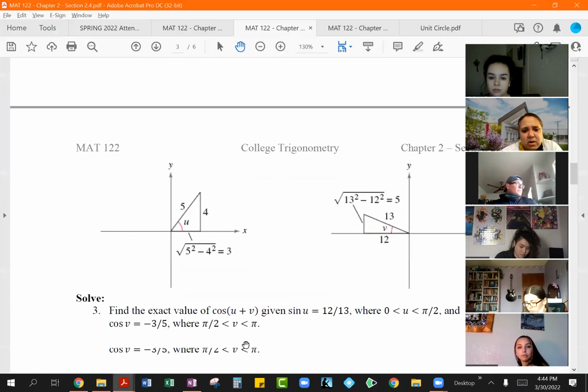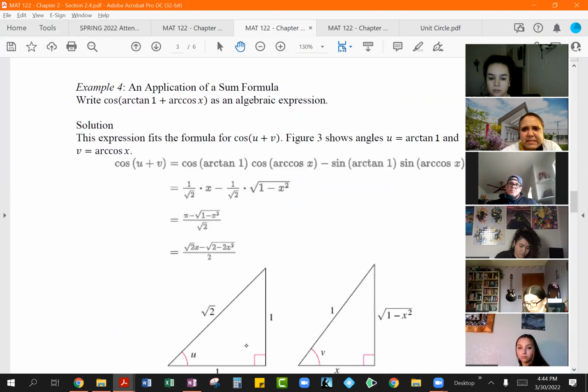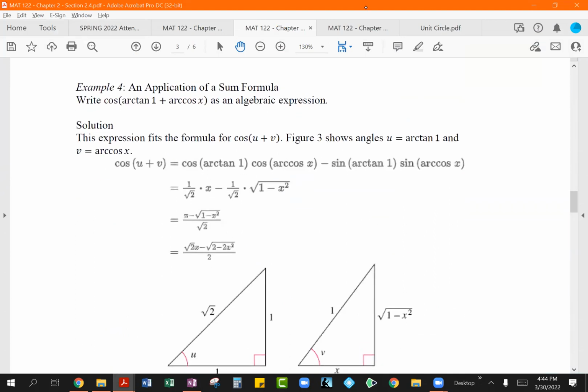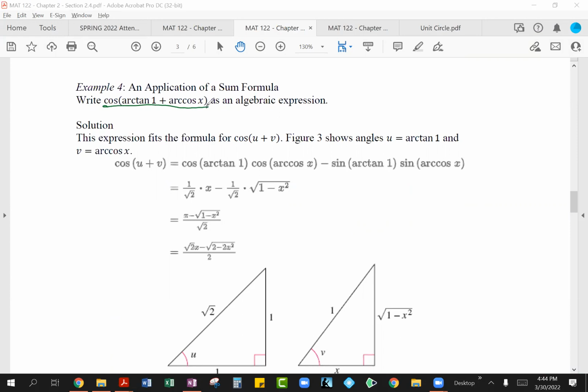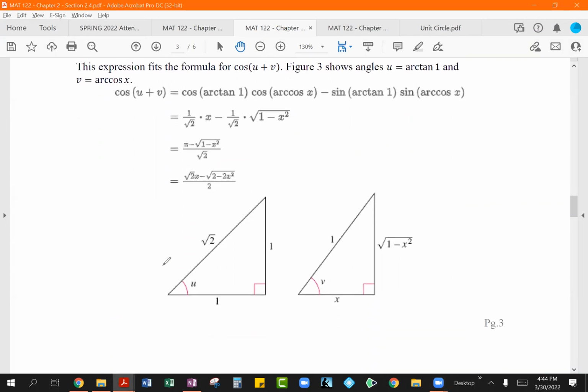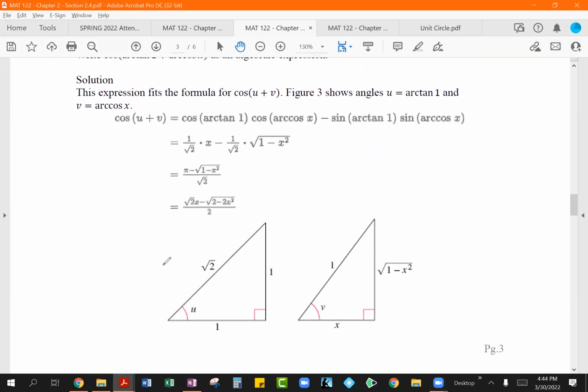Let's look at one more example here. This one's a little bit different where they're bringing in those inverse trigonometric functions. So you can see how we've got cosine of arctangent 1 plus arc cosine of x, and they're saying write this as an algebraic expression. So you are going from this expression to rewriting it something like this. And this is going to happen again with the help of right triangle trigonometry over here.